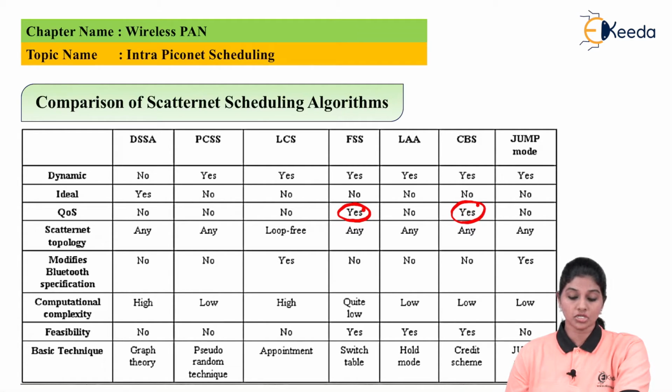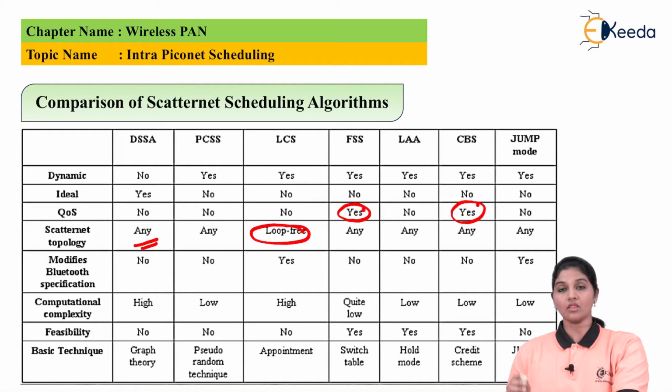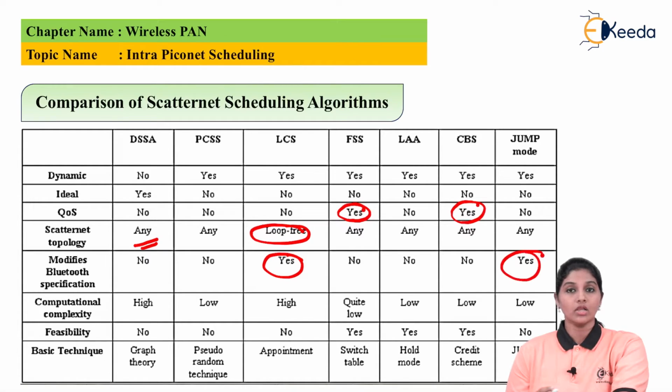Then scatternet topology. In case of DSSS, we can use any scatternet topology. Similarly, in case of PCSS also any scatternet topology can be used, but LCS operates efficiently only in a loop-free network topology. Then the others like FSS, LAA, and CBS along with jump mode can use any type of scatternet topology. Now modified Bluetooth specifications are required only for LCS and jump mode, while others like DSSS, PCSS, FSS, LAA, CBS do not require modification in the Bluetooth specification.